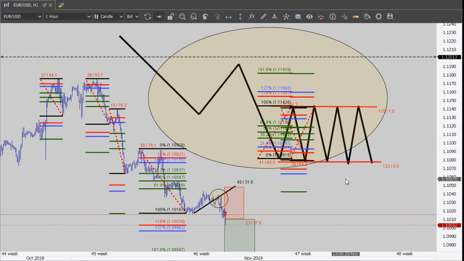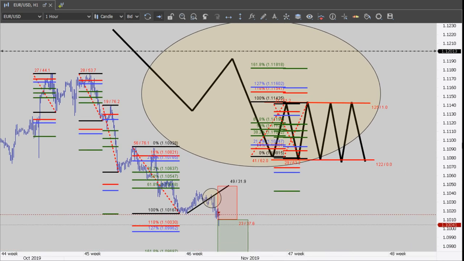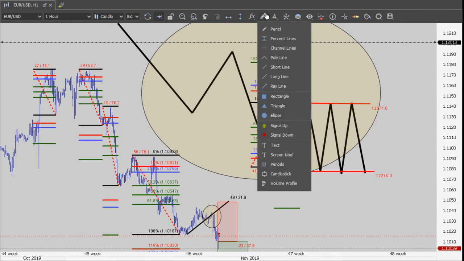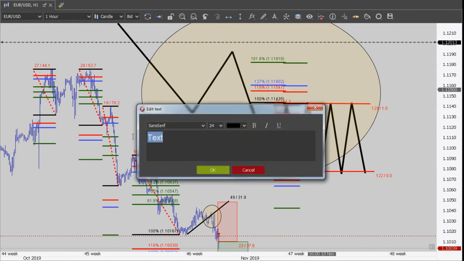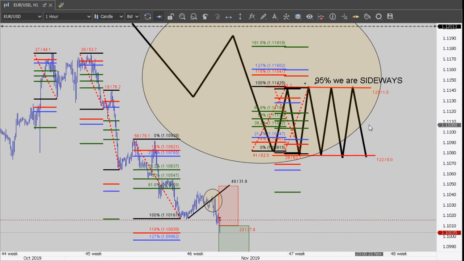This is one great thing about the Fibonacci, everybody. Especially for the one that says, oh man, I hate Fibonacci, you know. When the market breaks your Fibonacci for the third time, you have 95% chance that we are sideways. Why is that? Because the Fibonacci's don't work in a sideways environment. Okay, time to shine. How are you going to find that you are sideways? The market is going to break your Fibonacci's three times.